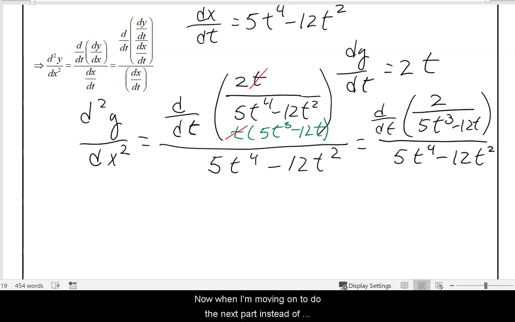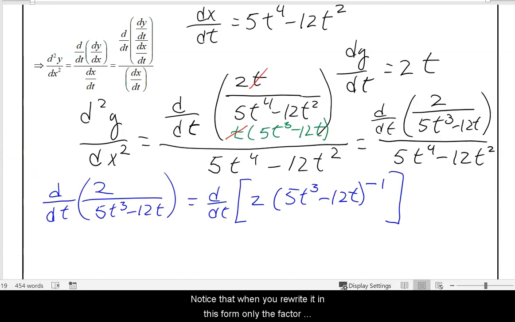Now when I'm moving on to do the next part, instead of having to apply the quotient rule, I can instead do a power rule by lifting the denominator's expression to the numerator by raising it to the -1 power. Let's do that separately. Notice that when you rewrite it in this form, only the factor from the denominator, 5t cubed minus 12t, is raised to the -1 power. The 2 came from the numerator and keeps its +1 power.